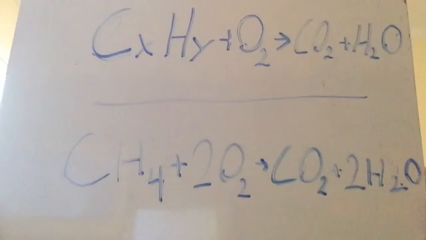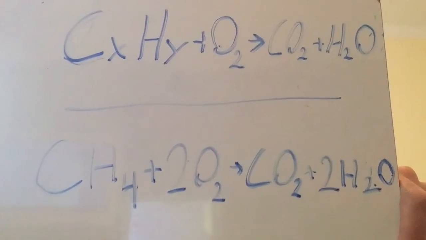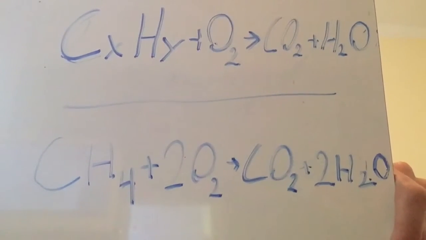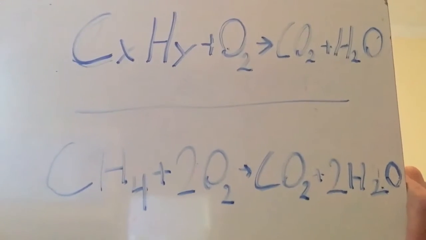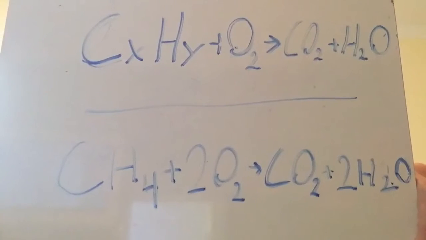The second is an example. It's methane, which is CH4 plus 2O2 yields CO2 plus 2H2O.